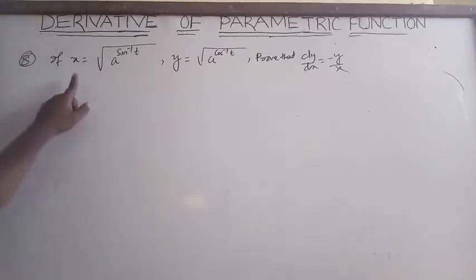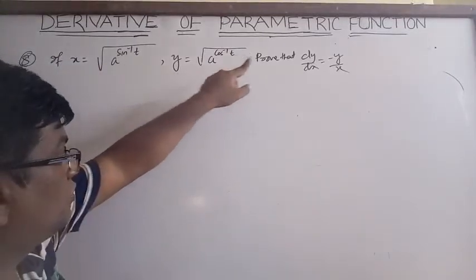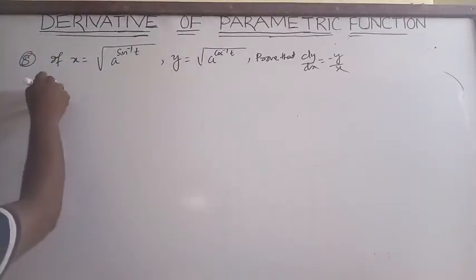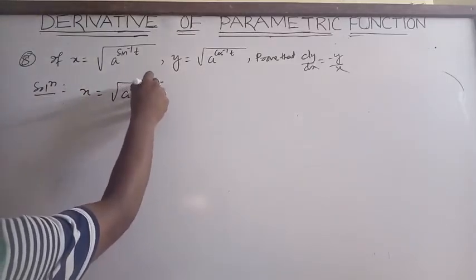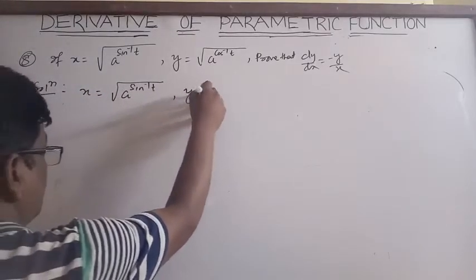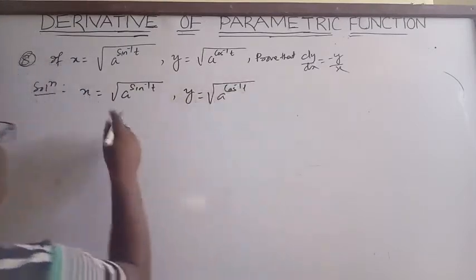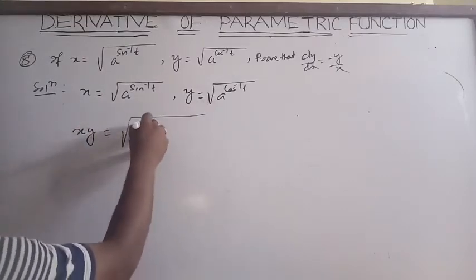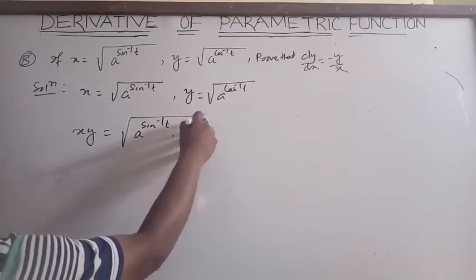Then another question: x is equal to root over a to the power sin inverse t, y is equal to root over a to the power cos inverse t. Then prove that dy by dx equal to minus y by x. Solution: x is equal to square root of a to the power sin inverse t and y is equal to root over a to the power cos inverse t. Now it is easy if we take x into y. This is root over what? a to the power sin inverse t into a to the power cos inverse t.